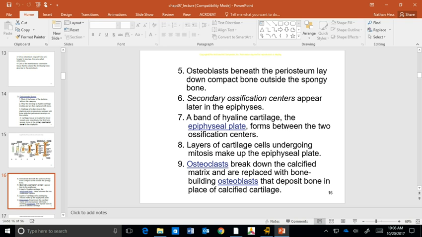And again, there's a nice little paragraph on page 148 that talks about the homeostasis of bone tissue. That's exactly what we're talking about here.